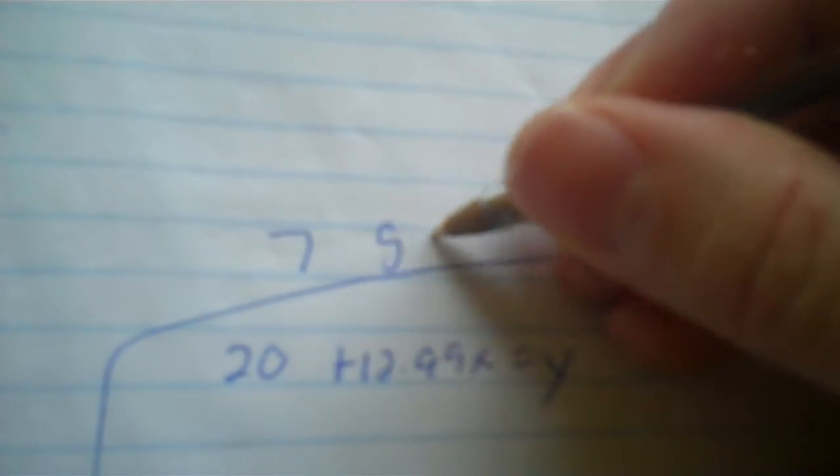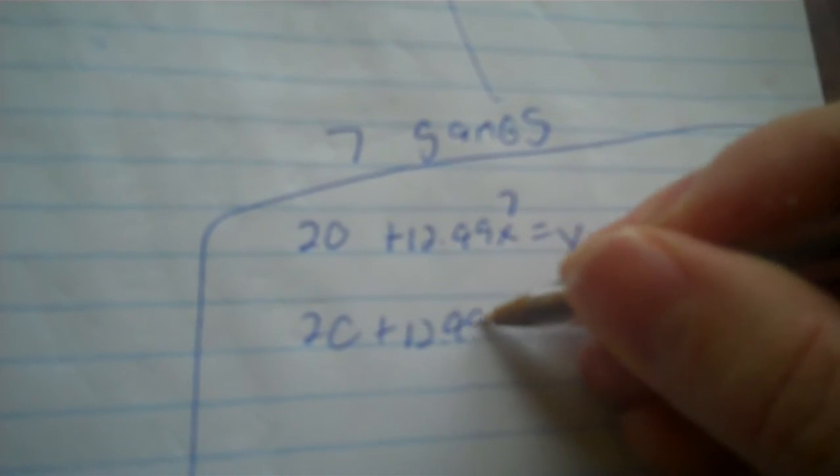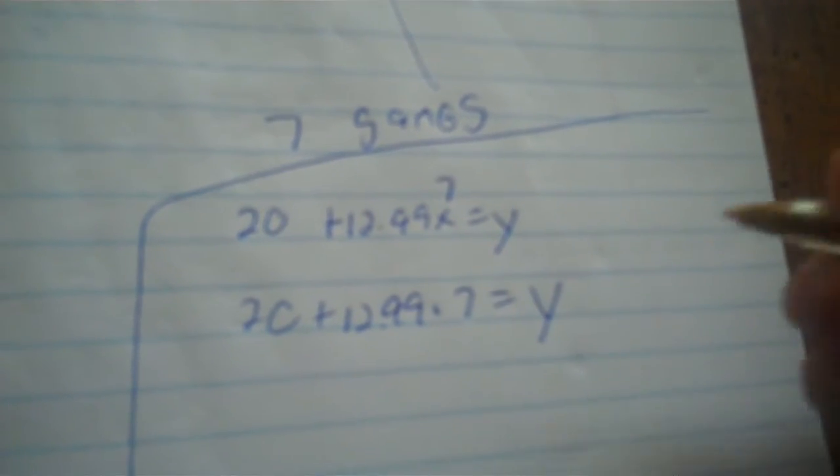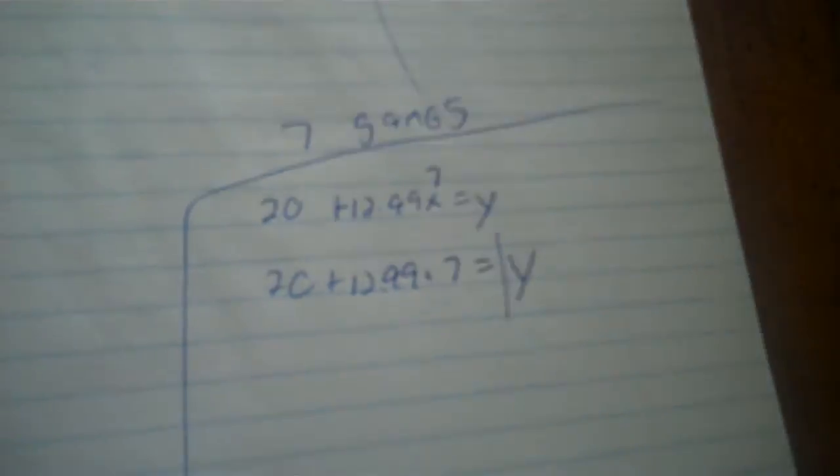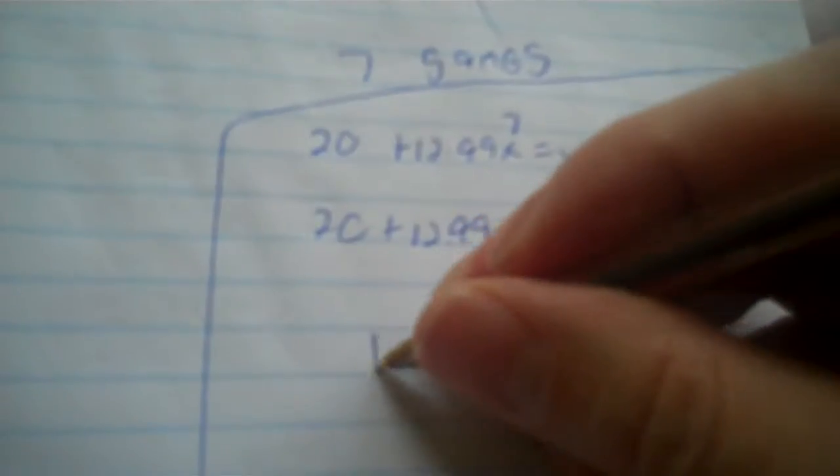Now there's your equation. Now the last number in the problem says 7 games. So games is X, so we need to put 7 where the X is. So we have 20 plus 12.99 times 7 equals Y. And the Y is by itself, so to find what the Y is, you just plug that into a calculator. 20 plus 12.99 times 7, $110.93. And that's your answer.